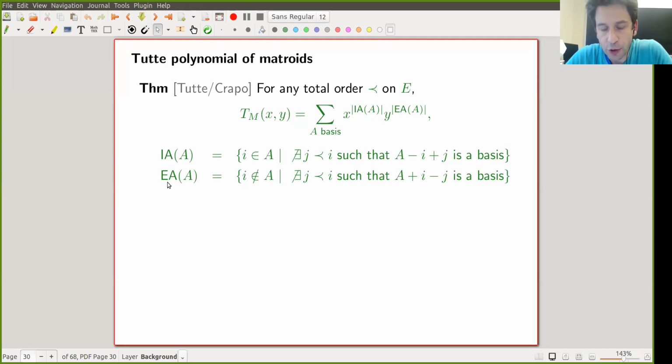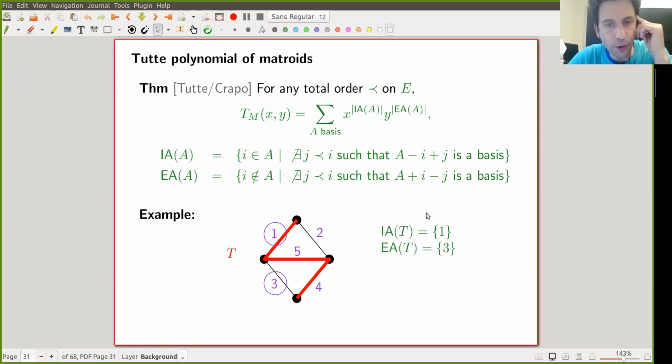There is this dual notion of externally active elements. These are the elements that are not in the basis, but cannot replace a smaller element. There is no j less than i, such that I would add i and remove j and get a basis.